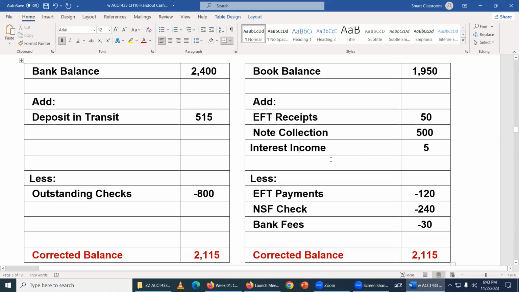Now, as was stated earlier, the banks, they're real jerks and they won't let us adjust their books. So we'll have to adjust our books to get this thing. So we will make journal entries for all of these, because we need to get to our correct balance of $2,115.